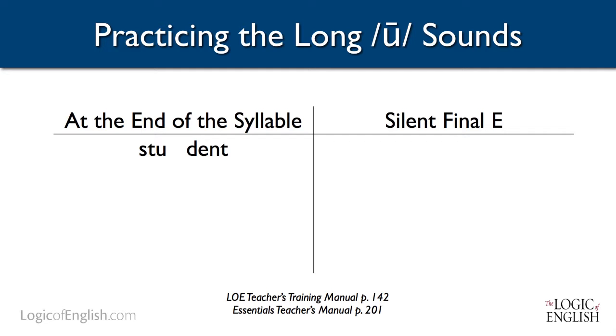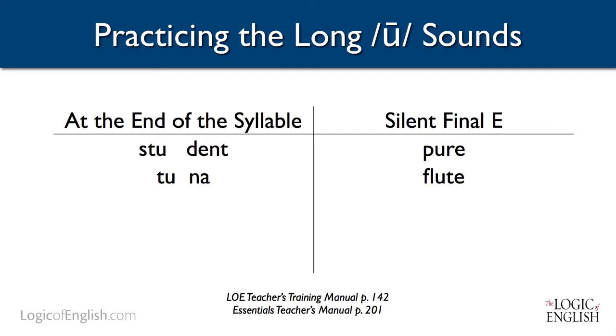The next word is tuna. Where would you place tuna? That's right, the U is saying oo at the end of the syllable, so it goes again in the first column. Let's do the word pure. Here you're hearing the U sound in the middle of the syllable, so you'll place it in the silent E column. Let's try the word flute. Where do you hear the long U sound? That's right, in the middle of the syllable, so it will go under the silent final E column.